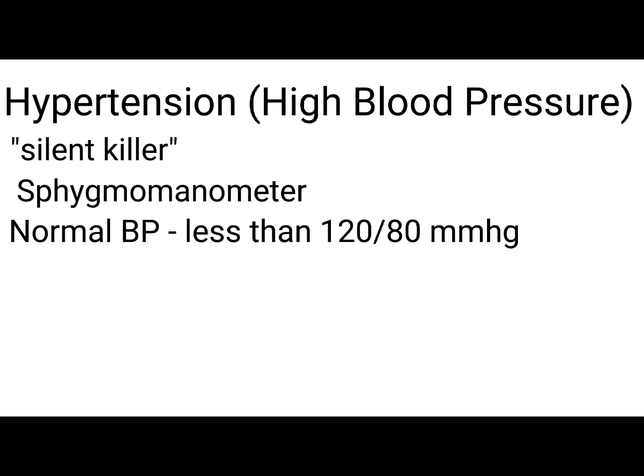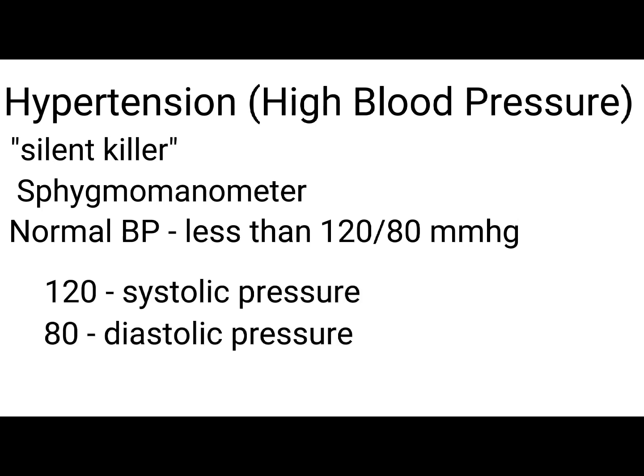We use a sphygmomanometer to measure our blood pressure. The normal blood pressure ranges less than 120 to 80. So, ang 120 dyan ay tinatawag na systolic pressure, and the 80 is the diastolic pressure. So, 130 above na blood pressure is high na yan siya.